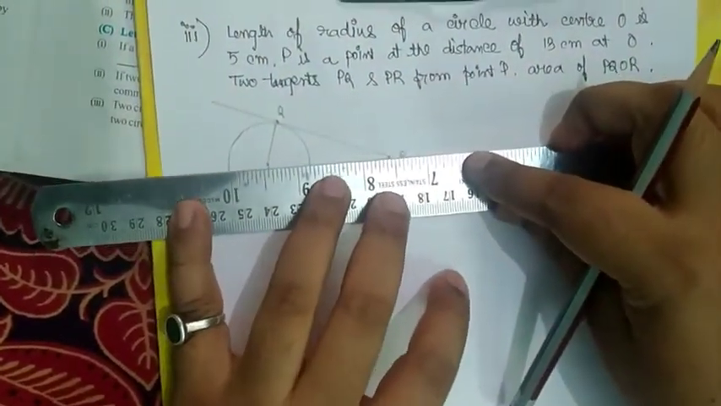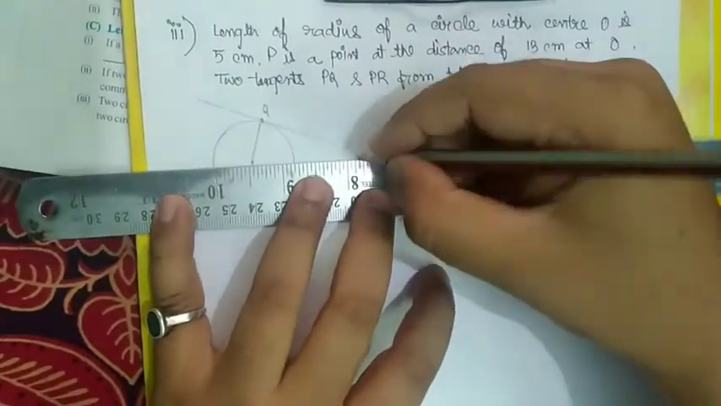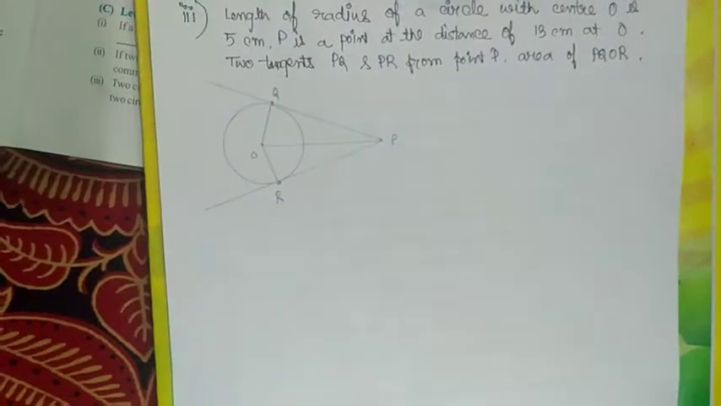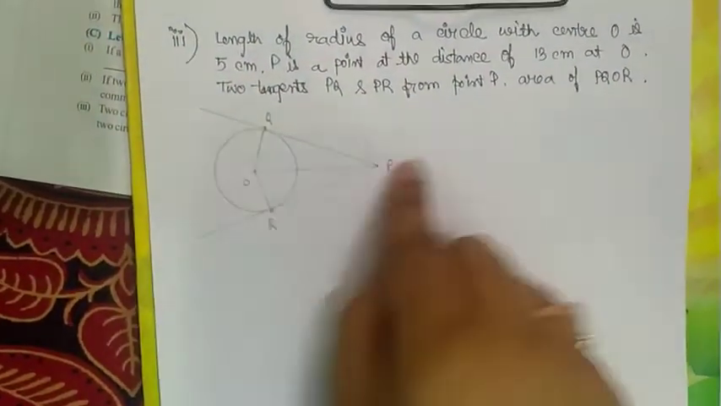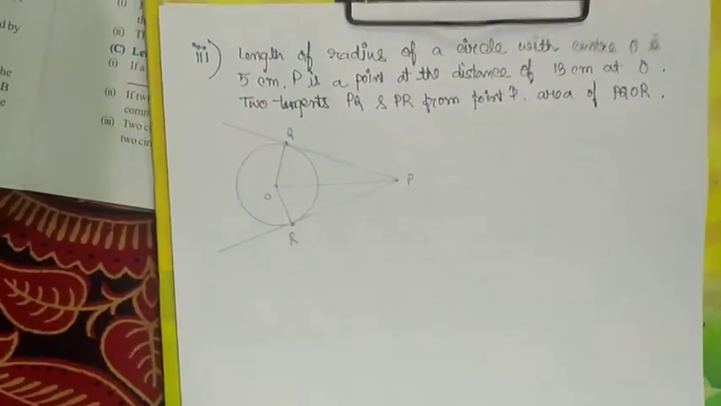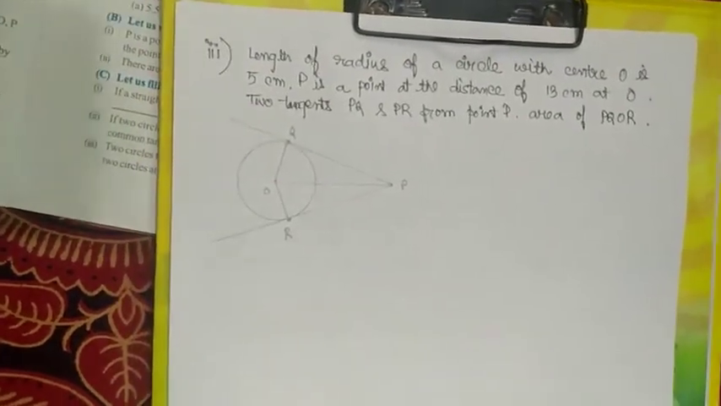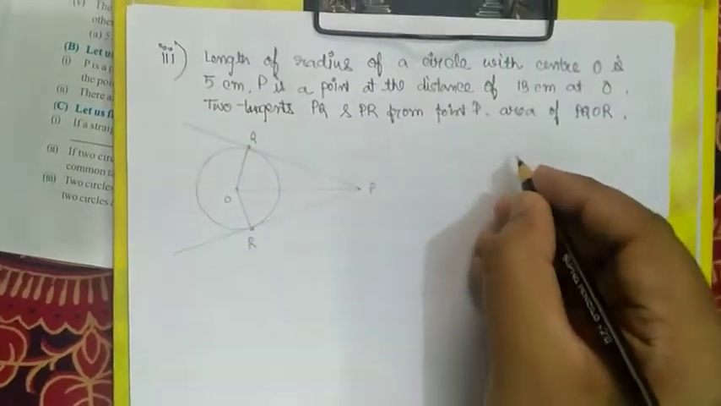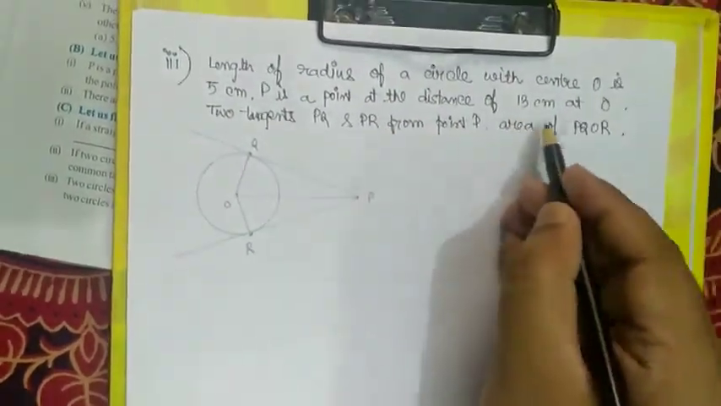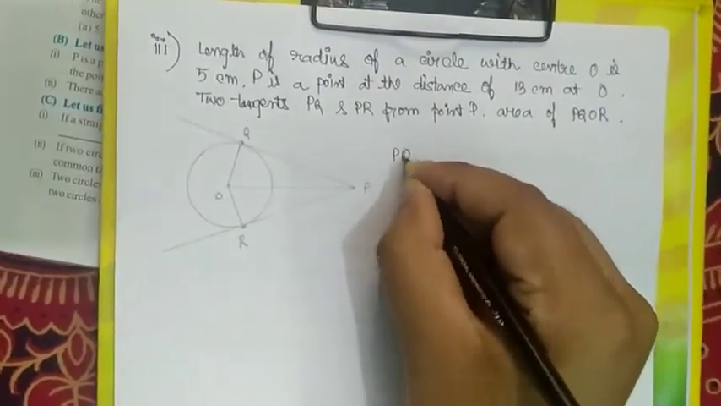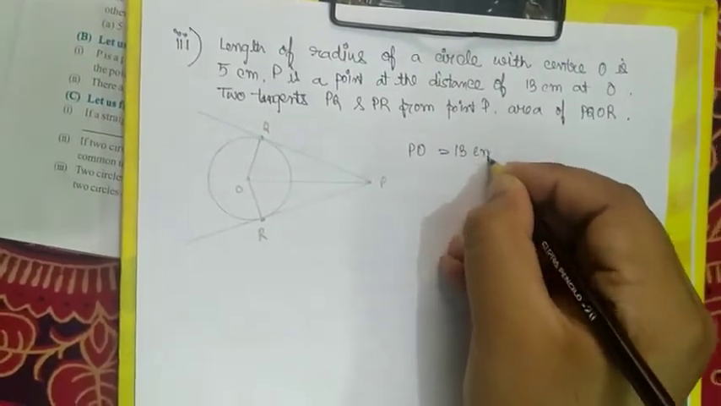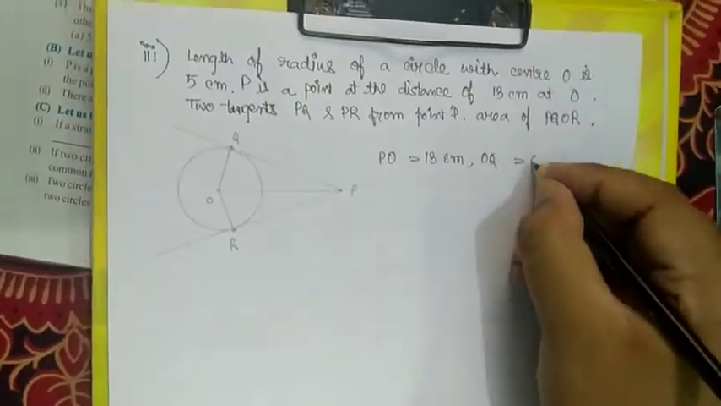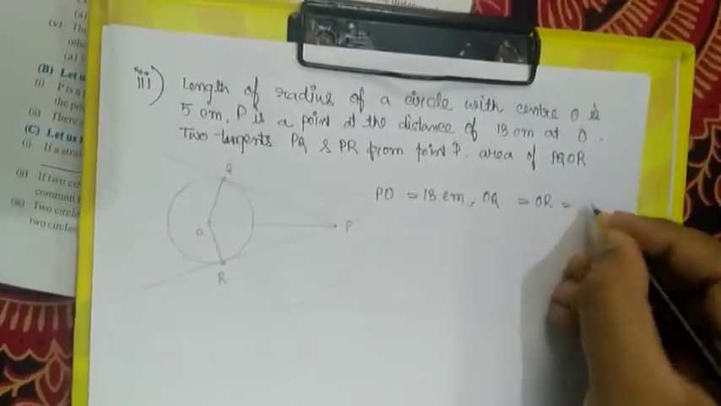The question is like sum number 11 part 1, but there we have to draw one tangent, here we have to draw two tangents, but the remaining sums are equal, the remaining procedures are always equal. Here we know P is a point at a distance of 13 cm from O, so therefore here PO equals 13 cm and OQ equals OR, both are radius. We know that OQ and OR both are 5 cm.